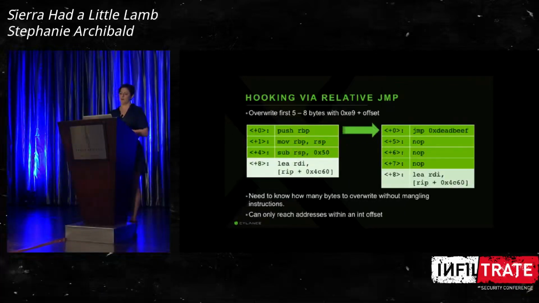So then I think the most common way to do it is just with a relative jump. It's nice because it's only 5 to 8 bytes. You can see on the left-hand side here, we have our basic function prolog, push RBP, move RBP RSP, and then sub RSP to make room for variables. And here you can see you overwrite that with just a jump 0xdeadbeef or jump whatever address, right?